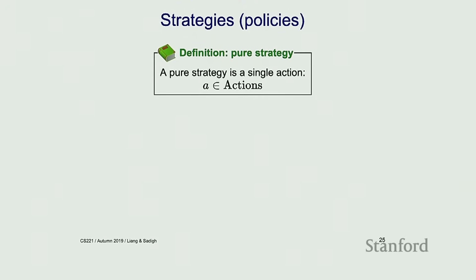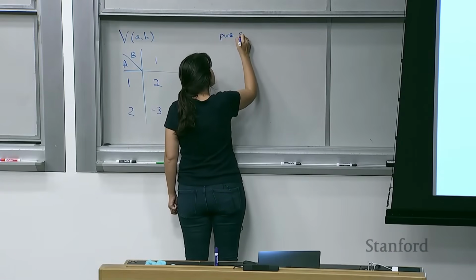And the way we refer to them in this case are as strategies. So we have pure strategy, which is almost like the same thing as deterministic policies. So a pure strategy is just a single action that you decide to take. So you have things like pure strategies.